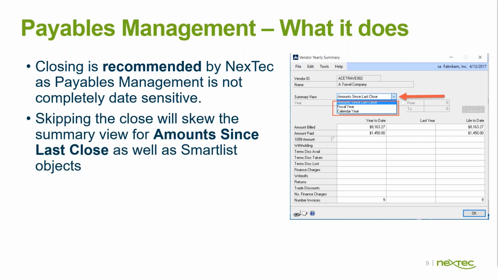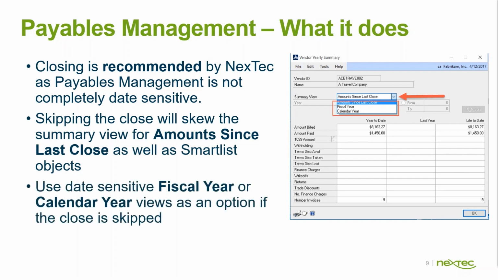Skipping the close will skew the amount since last close view on the vendor summary. These are the numbers that pull into your SmartList. So if you do use these, we can fix this. You just need to reach out to support. You can use the fiscal year and the calendar year views as an option if you need to see these numbers as a date-sensitive view. Again, these will not be the numbers that pull into your SmartList. It is only the amount since last close view that pulls into SmartList.